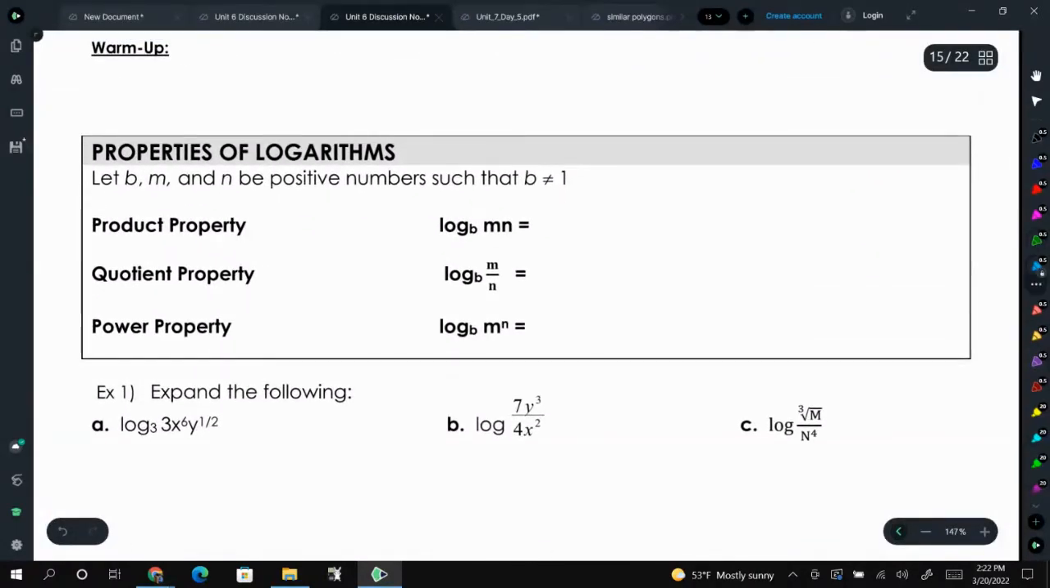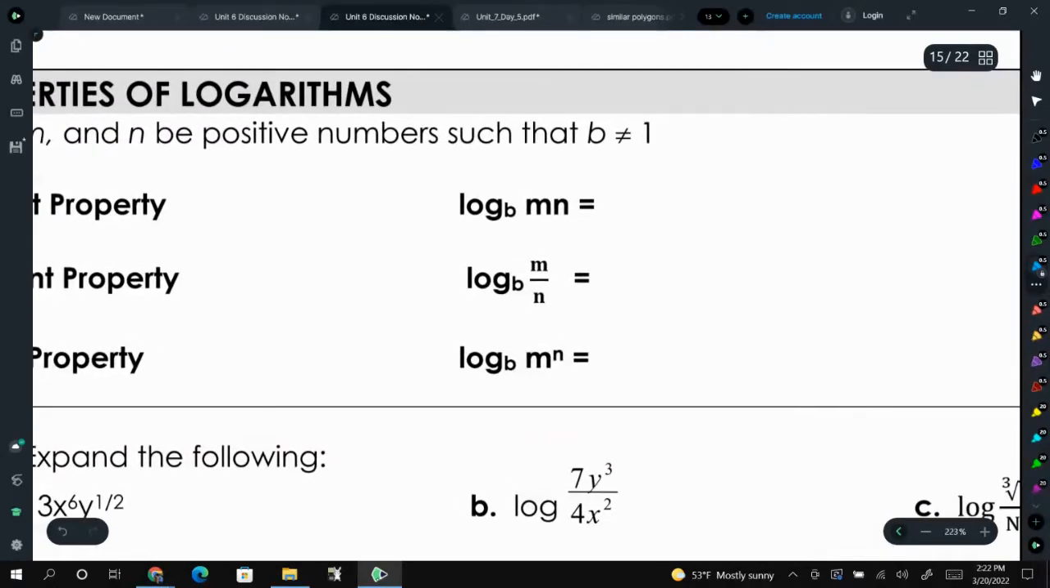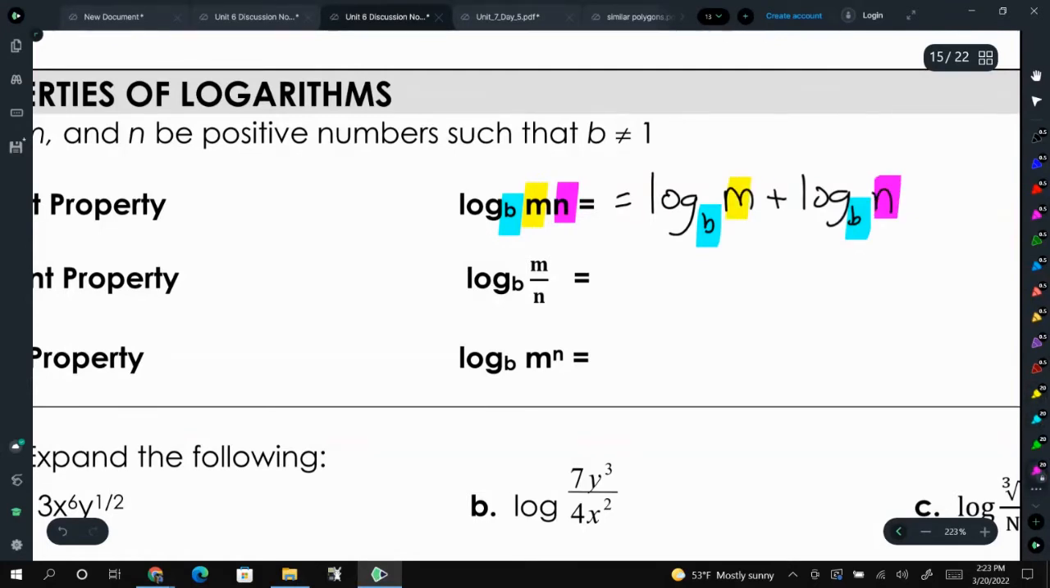So the product property: if I'm multiplying two things inside a log, so I have log base b of m times n, and m and n can be any number or any letter. It can be anything. And our base is b. What this is going to equal is log base b of m plus log base b of n. So notice that they're both log base b, and I have two separate logs being joined by an addition symbol.